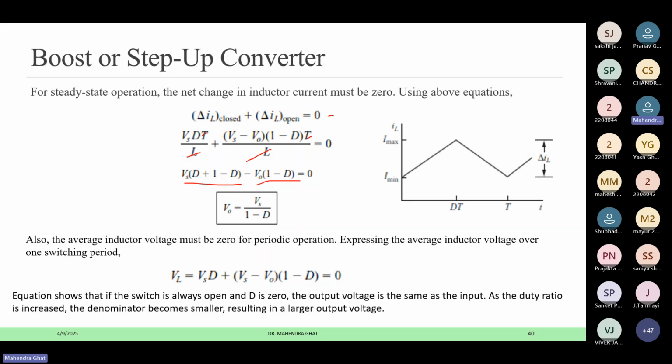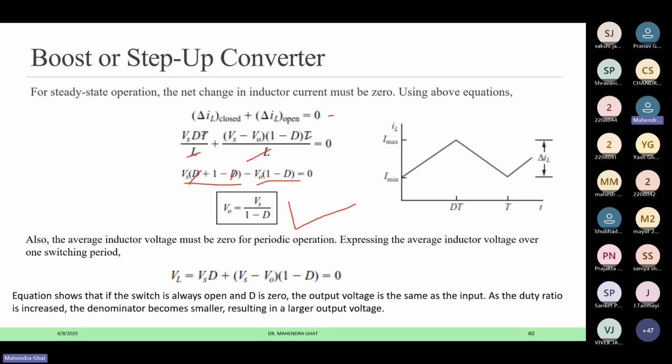Okay. Then D here is again getting cancelled. If I take this term on this side and take this out, then you will get Vo equal to Vs divided by 1 minus D. So this is the output voltage equation for the boost converter.